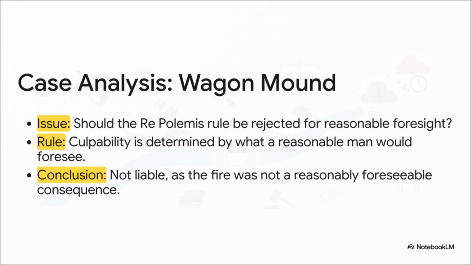In this instance, oil leaked from a ship, but the subsequent fire was caused by molten metal from repair work on a nearby wharf. The court concluded that the defendants were not liable for the fire, as such an event was not a reasonably foreseeable consequence of the oil spill.